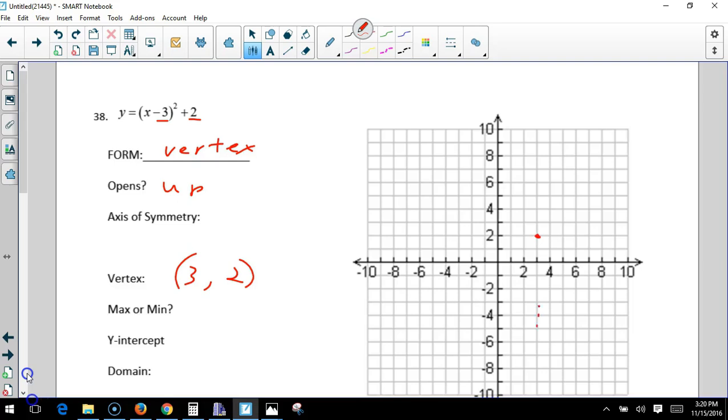Where's the axis of symmetry? Right there, at x equals 3. Get it right here, x equals. Now, since it's opening up, it's going to be a minimum.